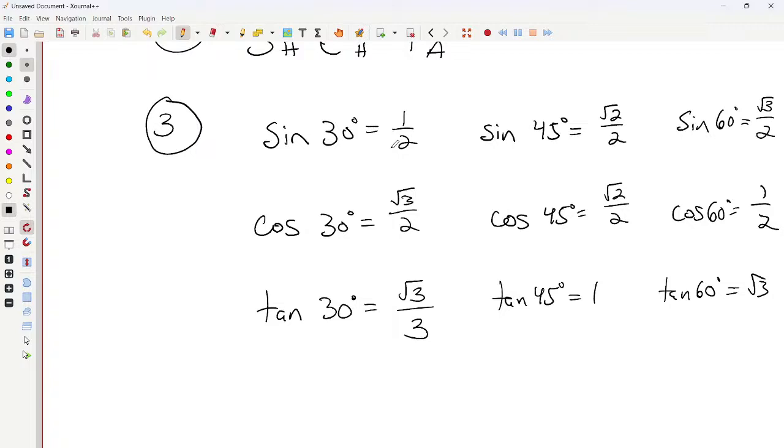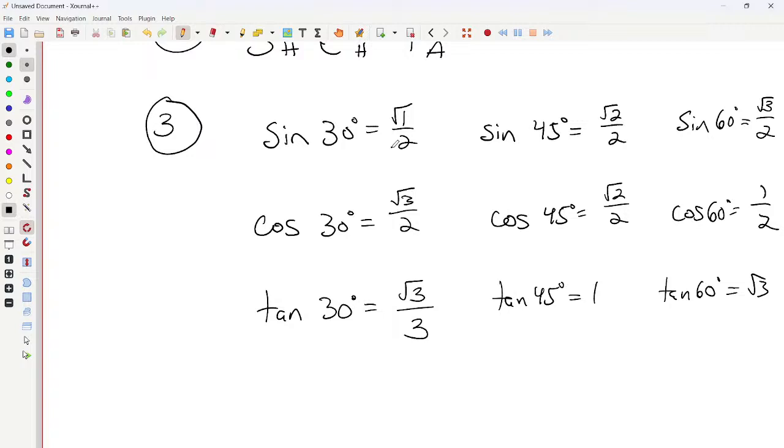30, 45, 60. 30 is smaller than 45, is smaller than 60. 1, 2, 3. Guess what? They all have a square root on top. No, they don't, you're right, but it still would be okay. So, square root of 1, square root of 2, square root of 3. What do they all have in the bottom? 2. And the cosine just goes the other way.